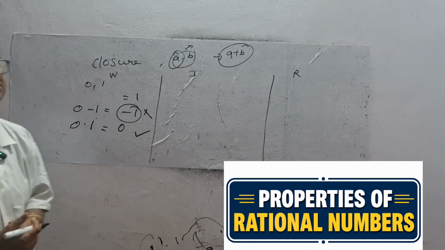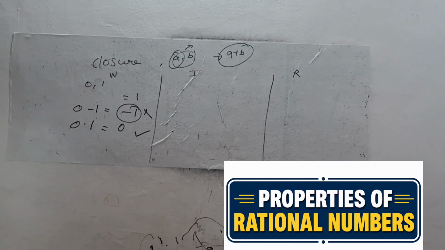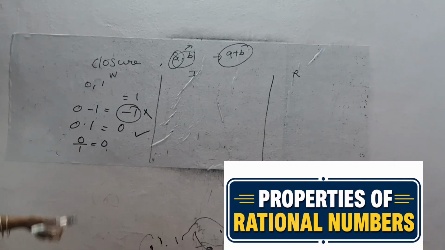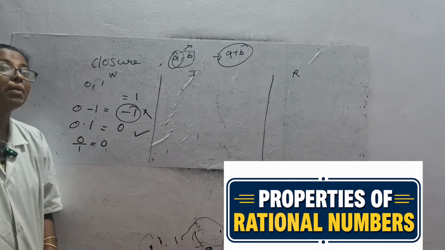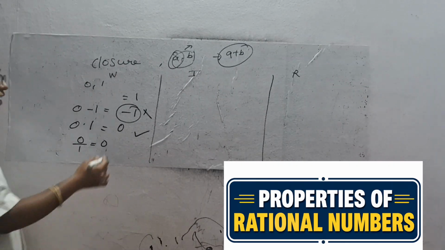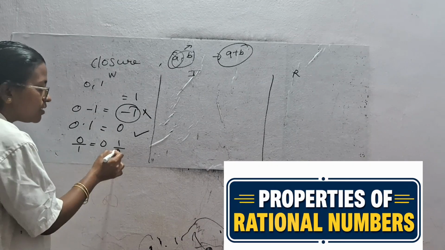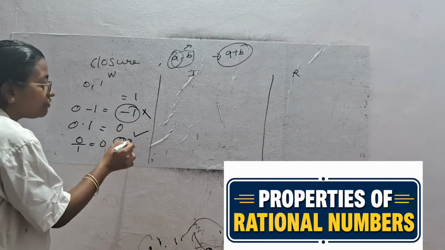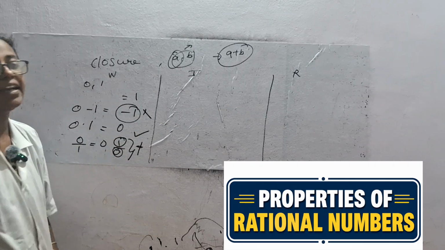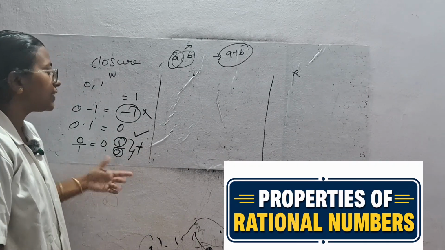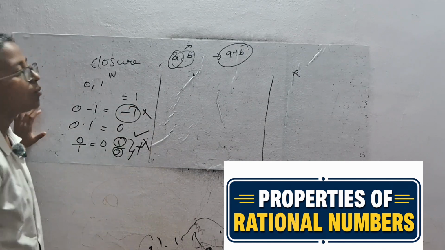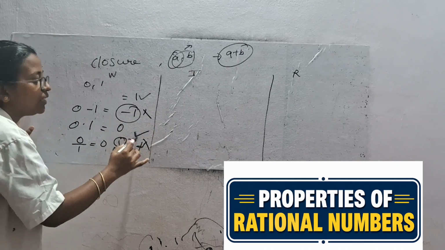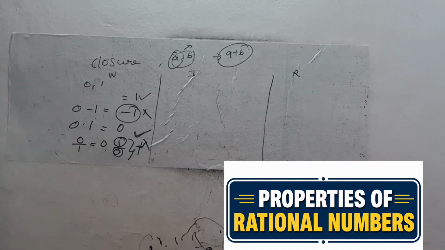Now division. For example, if I divide 0 by 1, it is equal to 0, which belongs to whole numbers. But if I take 1 divided by 0, 0 belongs to whole numbers and 1 also belongs to whole numbers, yet the division is undefined. It has no value. So we can say it does not satisfy the closure property. So for whole numbers, only addition and multiplication satisfy the closure property.